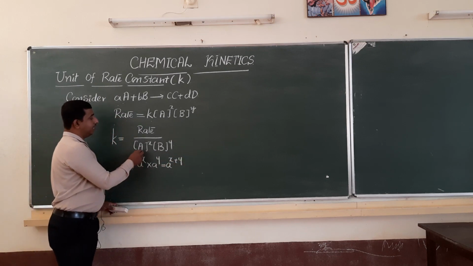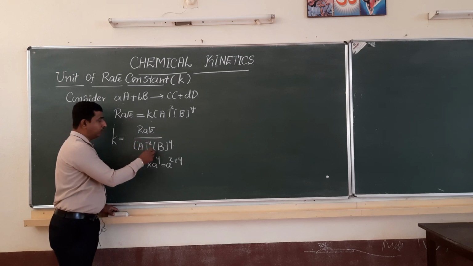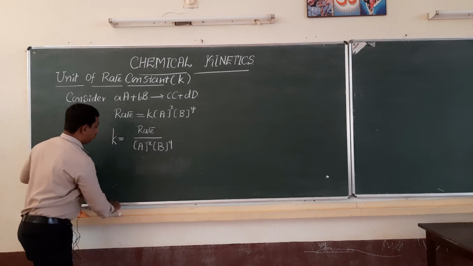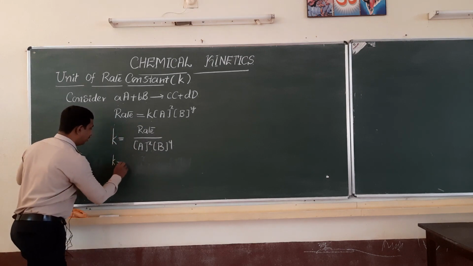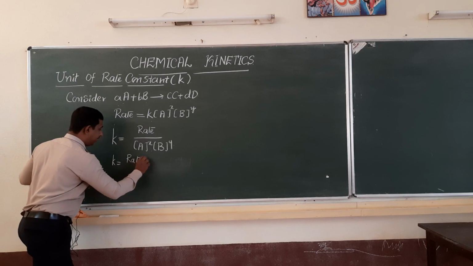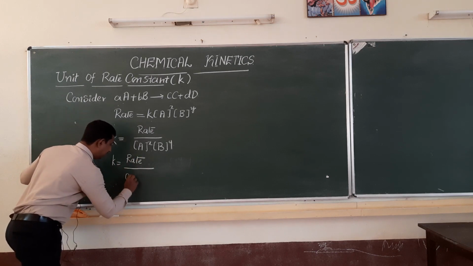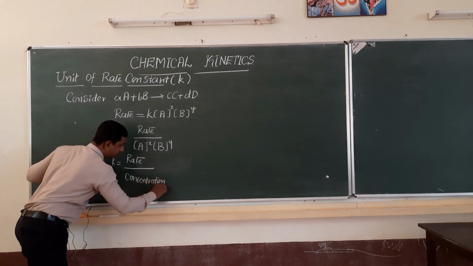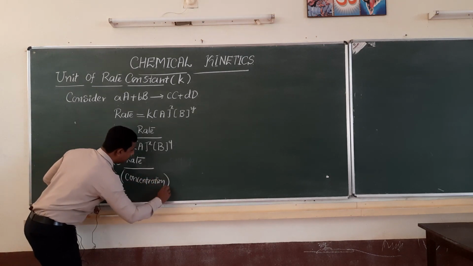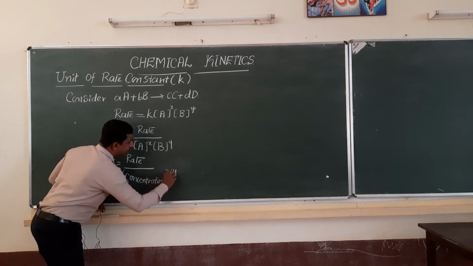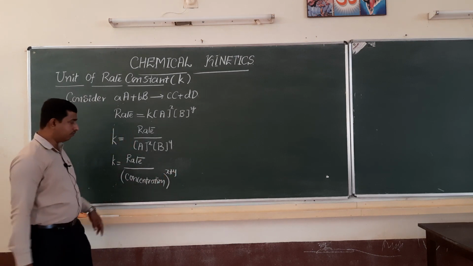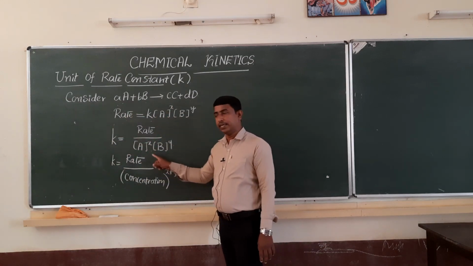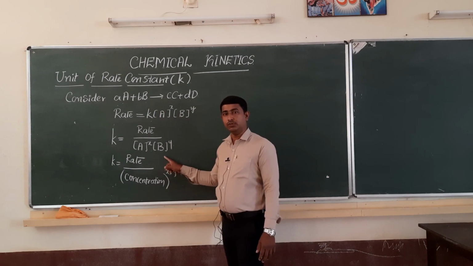So, similarly, we can write concentration term to the power X into concentration term to the power Y. So K is equal to rate divided by concentration term to the power of X plus Y. Now what is X and what is Y? X is the order with respect to reactant A. Y is the order with respect to reactant B.